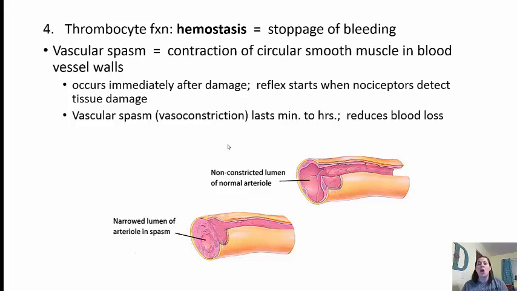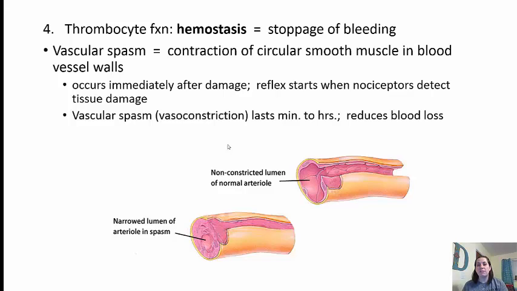vascular spasm. What happens is when the area of an artery or vein gets damaged, it causes a spasm to take place in that vessel. The spasm is a contraction of the circular smooth muscle, because they have circular smooth muscle. It's going to cause a contraction, and it's going to bring the two ends closer together, okay? Because we've damaged the vessel, it's opened up, we want to bring the two ends closer together. This is a reflex that starts when the pain receptors detect the tissue damage. Okay, so it's a reflex.